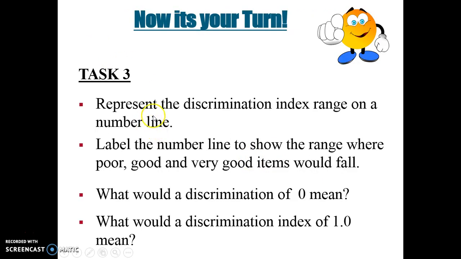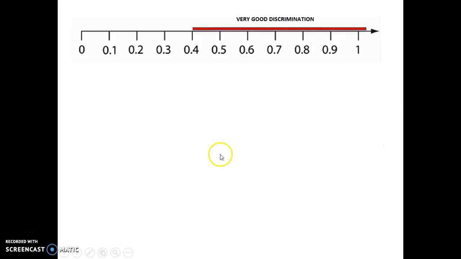So to make things easier for you, we are going to represent the discrimination index on a number line to give you a visual representation, and we're going to label the number line to show the range where poor, good, and very good items would fall. So this is your number line from 0 to 1, and to complete your number line, you would have 0.1, 0.2, 0.3 straight up to 1.